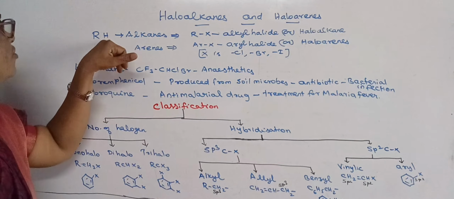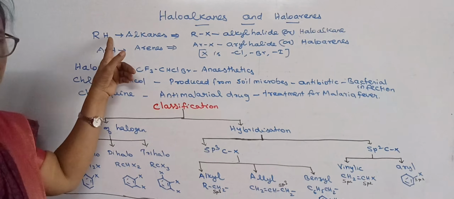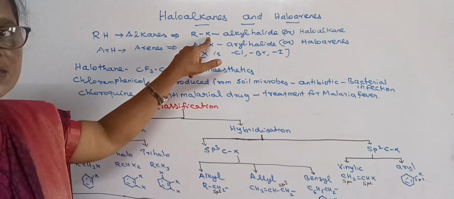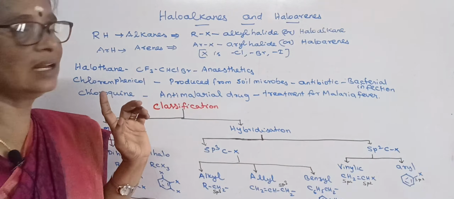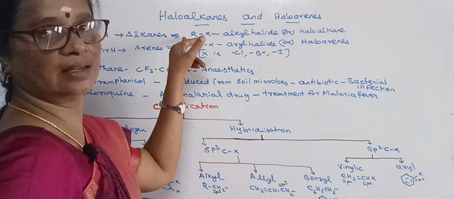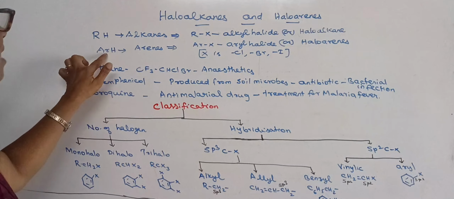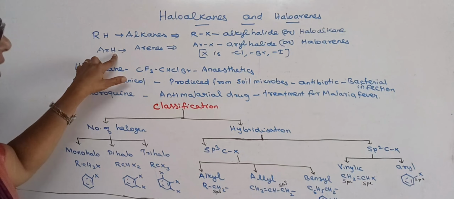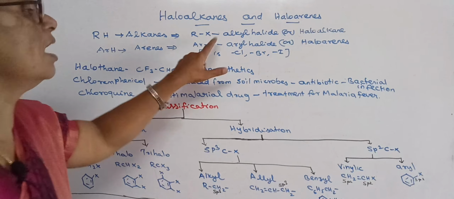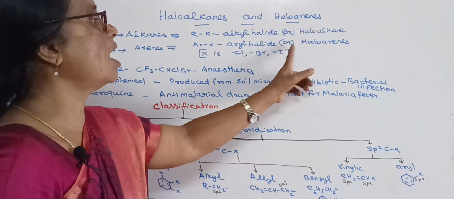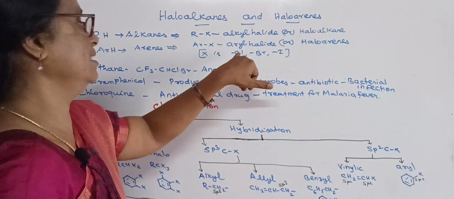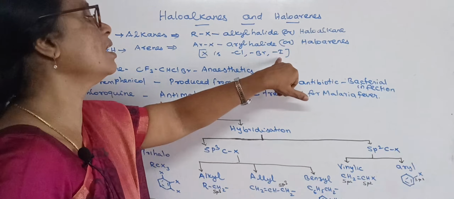See, the general formula for alkane is RH, in which one of the hydrogens is replaced by the halogen. So the name given is alkyl halide, or its IUPAC name is haloalkane. Similarly, we can represent benzene as ArH, in which the hydrogen is replaced by the halogen, so it gives aryl halide, or we can say haloarenes. Here the X is either chloride or bromide or iodide.